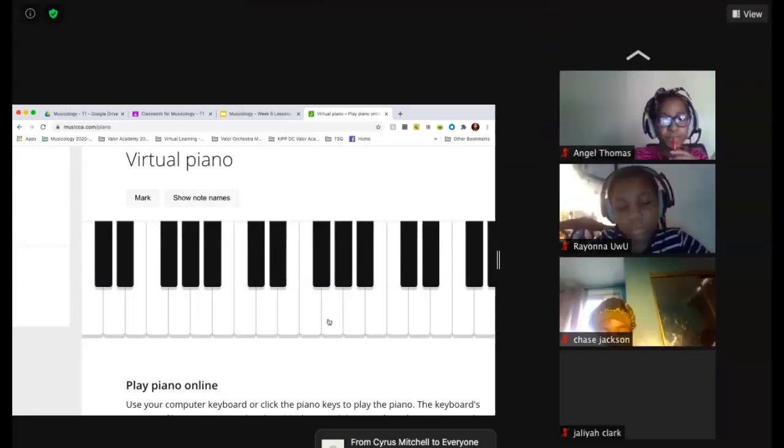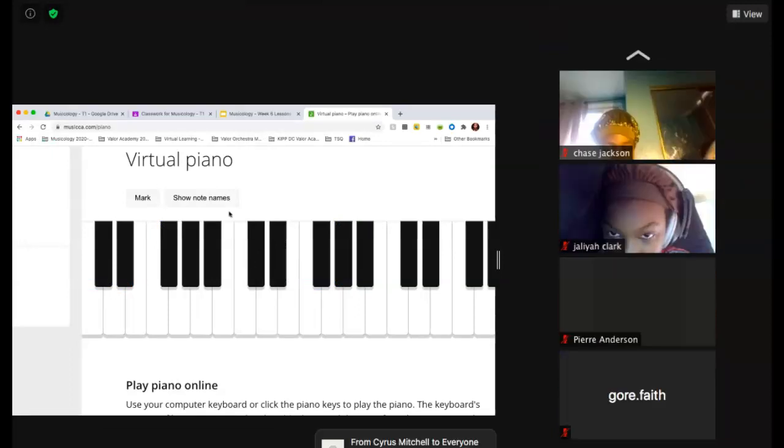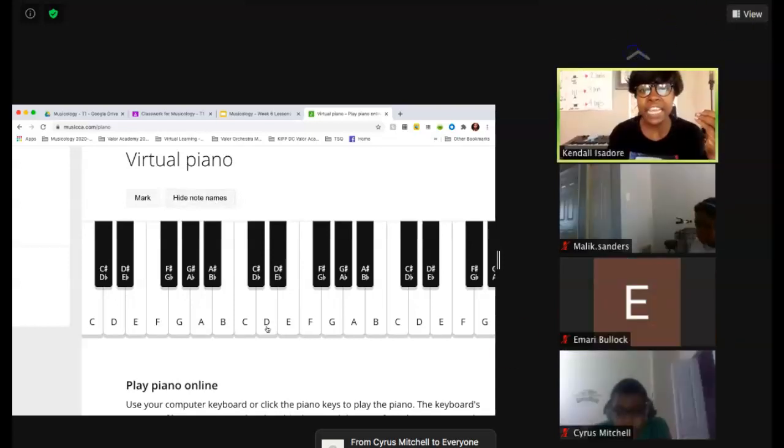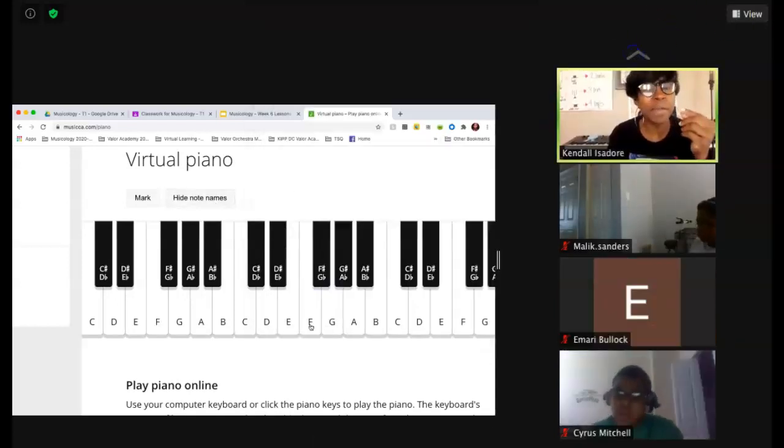Good. So the main notes that we're going to be working with today, I'm going to put my letters back. Bam. There's the letters back. All right. C, D, E, and G. We're not going to be working as much with F today. Okay. So you all should have your virtual pianos up. Let's review how to play a scale.